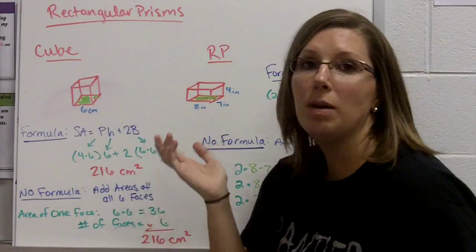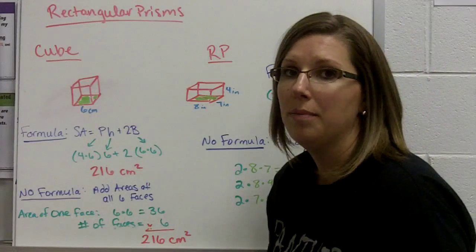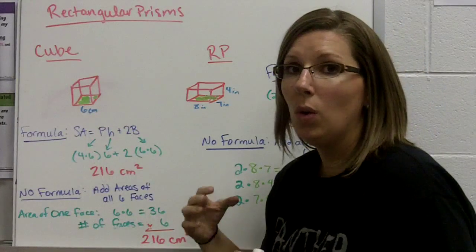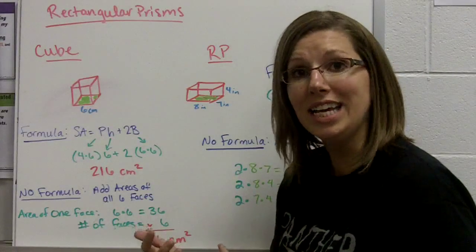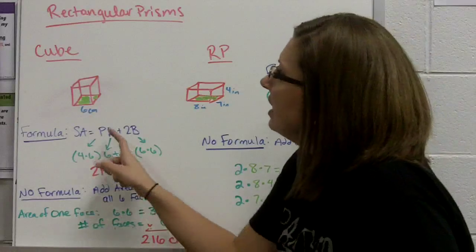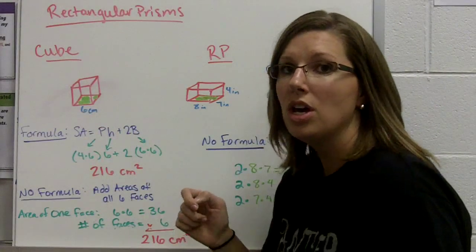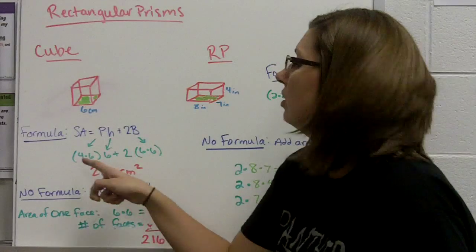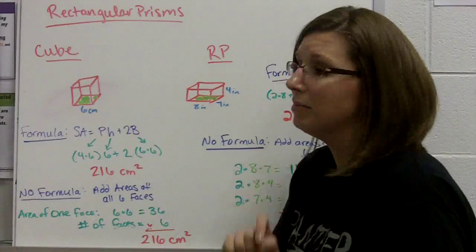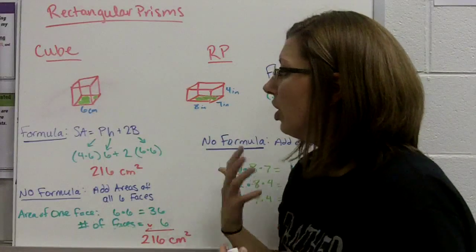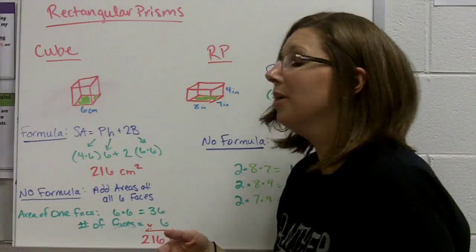Our first shape we come to is a cube. A cube is a type of rectangular prism. In a cube, normally you're only given one edge length because all of the edges are the same length. That's what makes it a cube. In this case, the one edge length is 6 centimeters. So using our formula, capital P times little h plus 2 times capital B, we can go through and calculate the surface area of this figure.